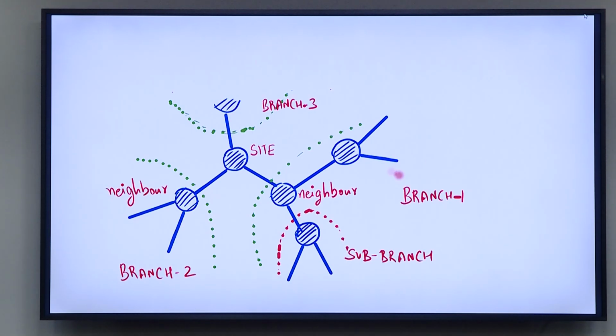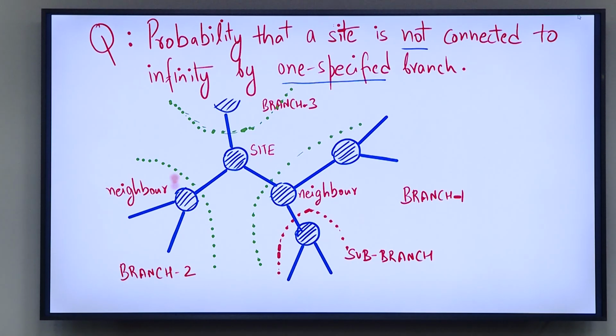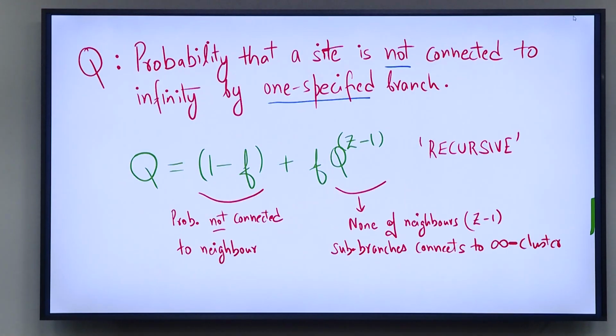To do that, you begin with the site, and for instance, it has 3 branches connected to it, 3 neighbors. Those neighbors again are further branched and there are sub branches. So there is this hierarchical structure, and we can impose this quantity Q just as an intermediary quantity, which is the probability that a site is not connected to infinity by one specified branch. It's a very long thing, not connected to infinity by one specified branch. Does it help us? Let's see.